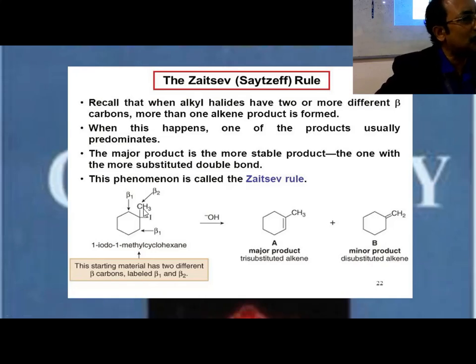Beta 1 is the position from where hydrogen can be removed. Beta 2 is also another position, another option from where hydrogen can be removed. So accordingly we are getting two different products. Major product is A and minor product is B.